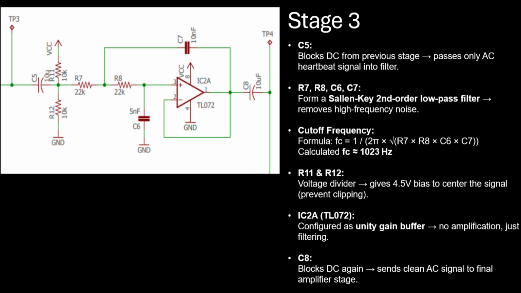Next, we have R11 and R12, which create a voltage divider to supply a 4.5 volt bias to the non-inverting input. This keeps the op-amp centered and allows the AC signal to swing both above and below 4.5 volts, avoiding clipping, just like earlier stages. The op-amp itself is configured for unity gain, meaning the gain is 1, so it doesn't amplify, but acts as a buffer to preserve signal strength while filtering out unwanted noise.